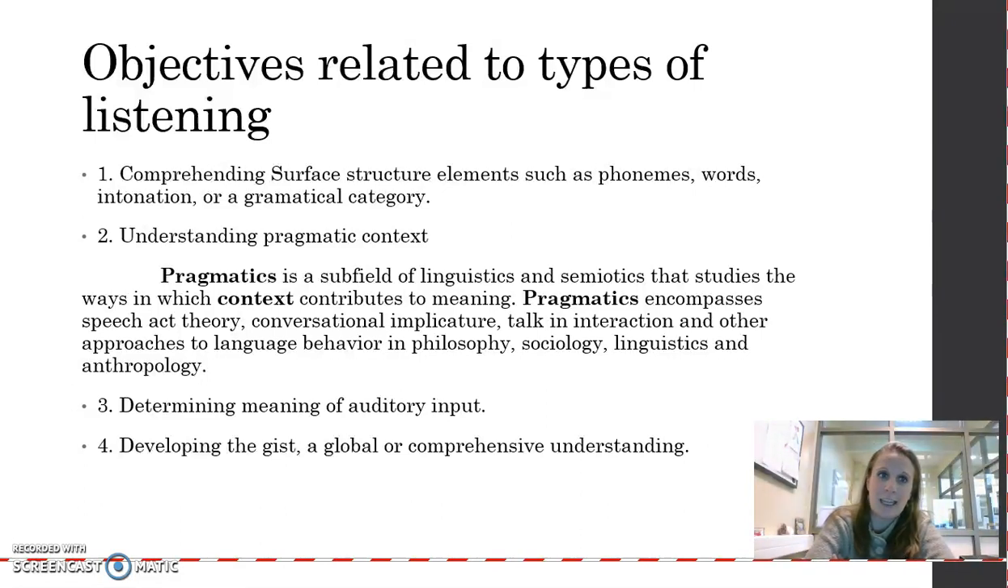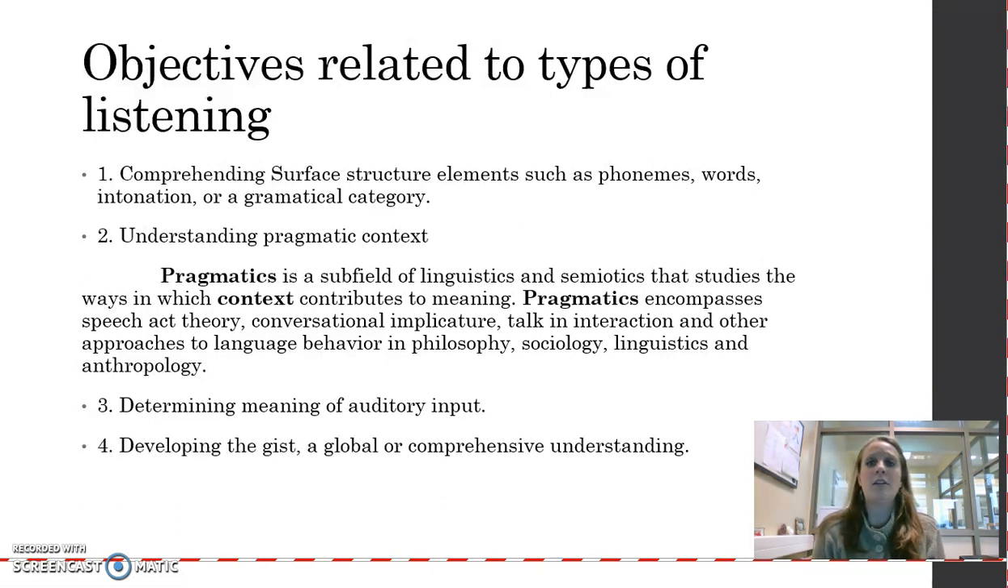You probably studied in linguistics pragmatics, which is a subfield of linguistics and semiotics that studies the ways in which context contributes to meaning. Pragmatics encompasses speech act theory, conversational implicature, talk and interaction, and other approaches to language, behavior, and philosophy, sociology, linguistics, and anthropology. That's the definition, but in the end, when we talk about pragmatics, it means like the meaning behind the meaning. So not just what they said, but how they said it, what did they mean to communicate. It's also involving their facial expressions, their gestures, and how all of that contributes to what we're understanding.